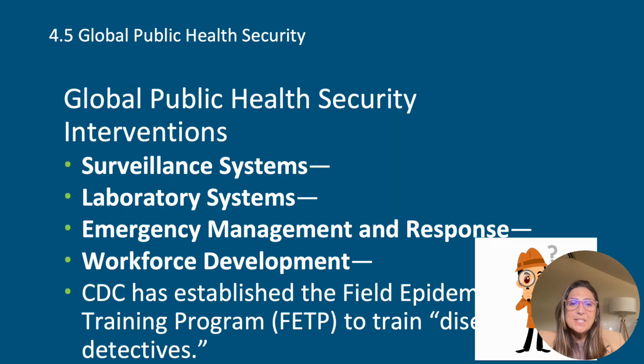So the surveillance system, this is identifying risks. It's used to quickly detect and stop outbreaks of infectious disease. The laboratory systems are used to do the detection of pathogens. The emergency management and response, this is important: public health security interventions, the study and implementation of those. And then the workforce development, this is where every country should have really well-trained, highly skilled teams to investigate potential outbreaks and intervene quickly. The CDC has established the field epidemiology training program to train these disease detectives.